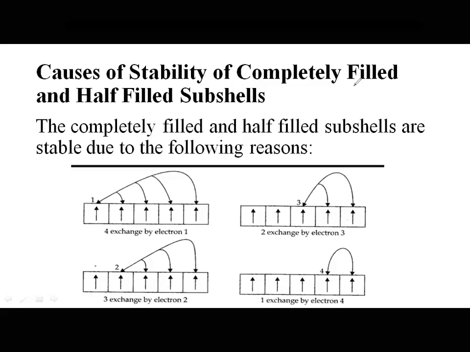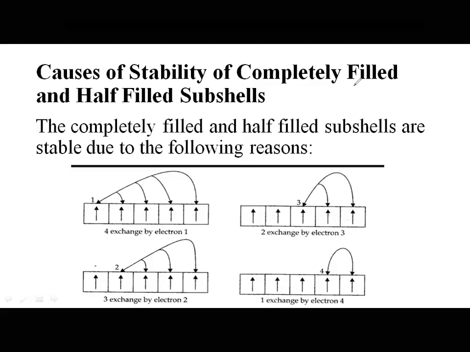But what is different? The spatial arrangement is different. Yes or no? dxy, how is it present? It is present between the two axes, x and y. dyz between y and z. dzx between z and x. dx square minus y square on the x and y axes. Yes. So the spatial arrangement is different.